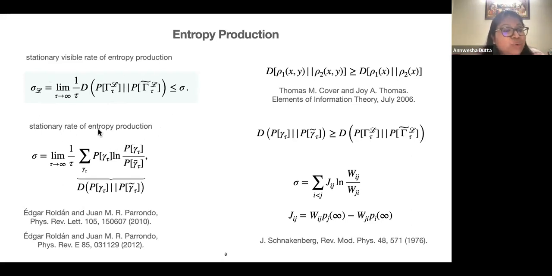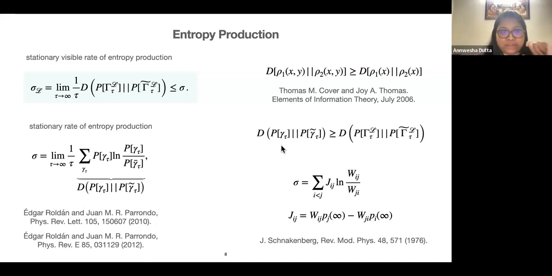So if we had the whole trajectory that we have observed here, in that case we could have computed the stationary rate of entropy production from the Kullback-Leibler divergence of the whole transition statistics, the whole probability of the trajectory. And this is done in the paper by Édgar Roldán and Juan M. Parrondo.